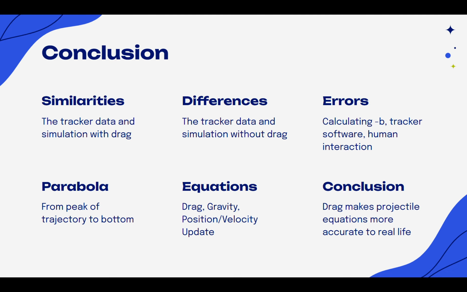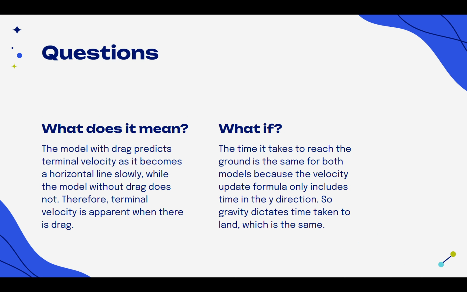Some errors in this experiment were calculating the proportionality constant, plotting the points in the tracker software, as well as human interaction when throwing the ball. All the projectiles were parabolas, and the equations used were net force of drag, force of gravity, and the position and velocity update equations. And the conclusion is that drag makes projectile equations more accurate to real life.